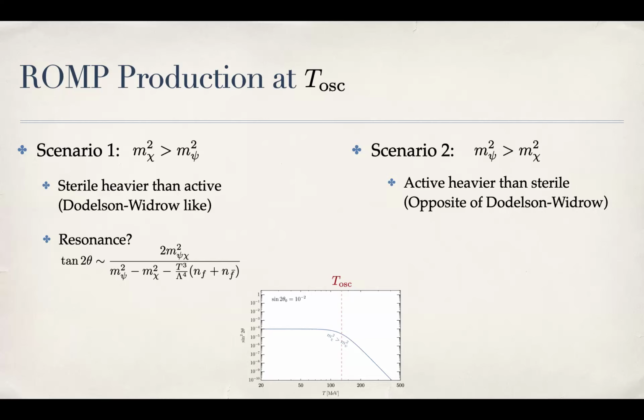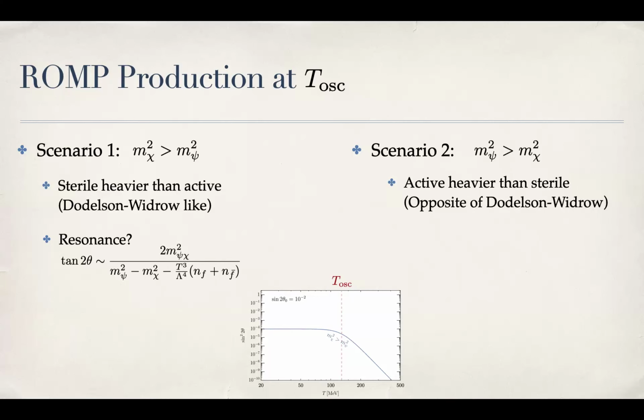For here in this case, m_psi squared is always lighter than m_chi squared. So your tan of 2 theta is basically always negative. And so if you were to plot sine squared of 2 theta, it looks something like this as a function of temperature. At T_OSC is when it starts reaching its vacuum mixing angle, something like this.